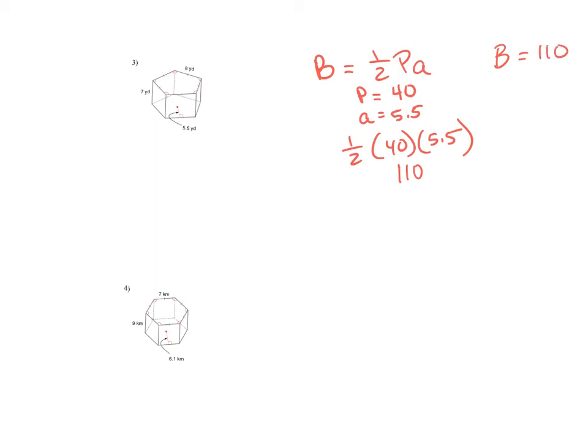They give you everything. And the height of the prism is the distance between the two bases, the distance between the two pentagons, which is 7. So we multiply 110 times 7 to find the volume, and we get 770 cubic yards.